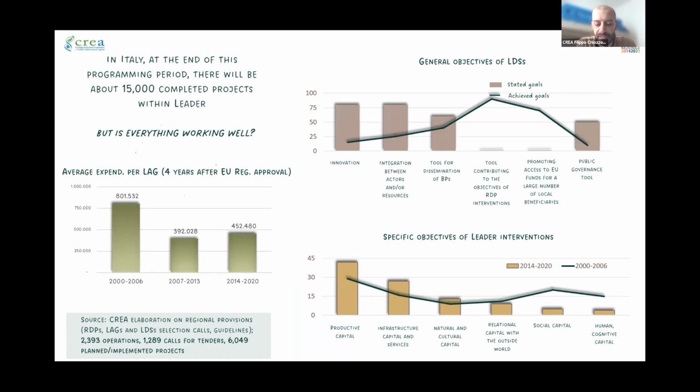of the implementation of LEADER over the years, and in the old Italian regions, analyzing a lot of programs and a lot of operations and projects, is that we found a discrepancy between what LEGs aim to achieve in the strategies and what they actually managed to get. This in terms of fostering innovation, strengthening integration between the local actors, disseminating practices, and so on.